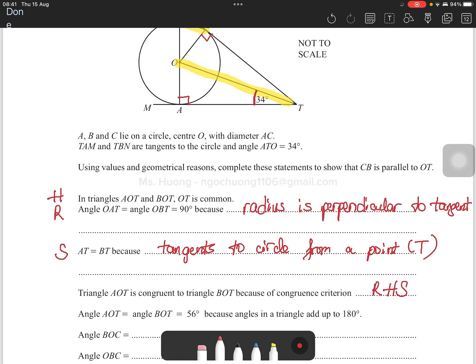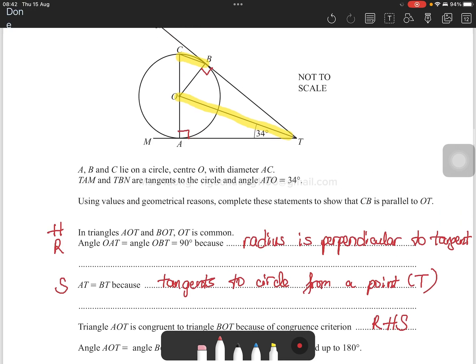Now look at the triangle AOT. We see that one angle is 34 degrees. This is 90 degrees. So 180 minus 90 minus 34 is equal to 56. That's why this angle AOT is 56 degrees. The same for this, also 56 degrees.